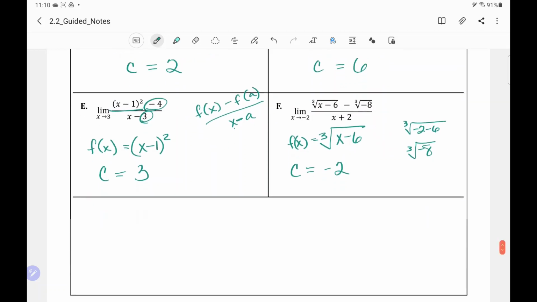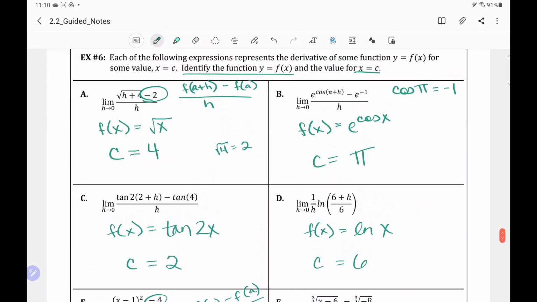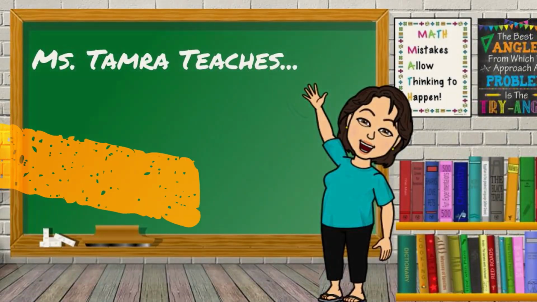I hope that made sense. Give that a little more thought and go ahead over to the practice problems.